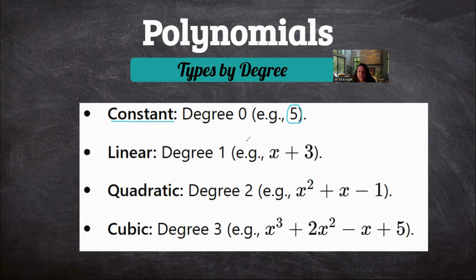If you have a degree of 1, so you have this x here, that's the same as x to the 1. And then quadratic would be the highest degree is to the second power. So second is quadratic. Cubic is if the highest term is to the third power. The third degree is a cubic polynomial. All right.